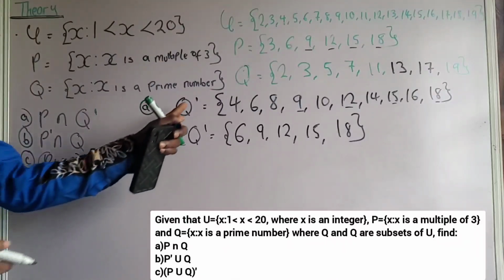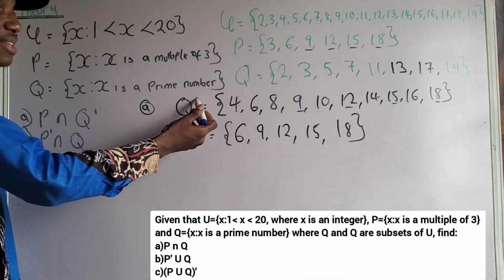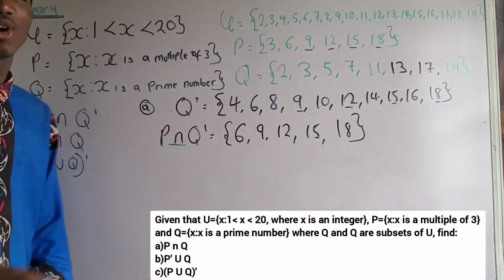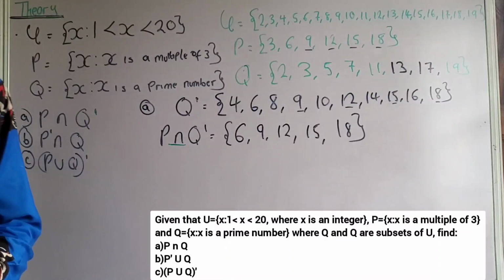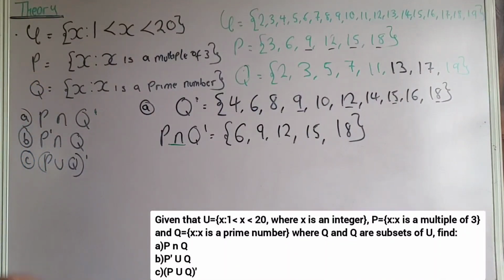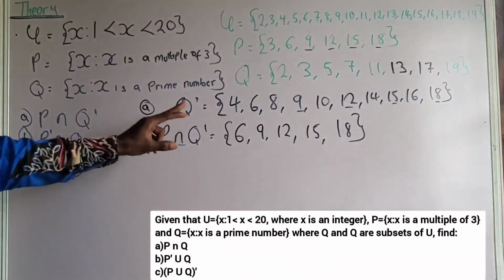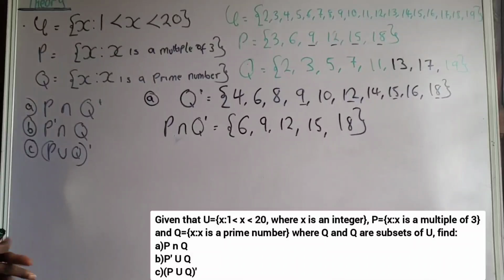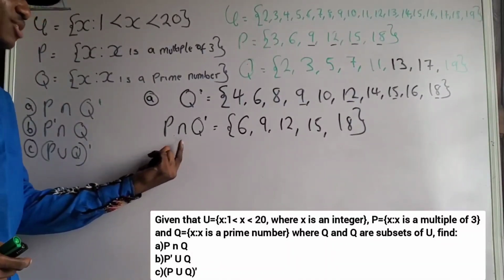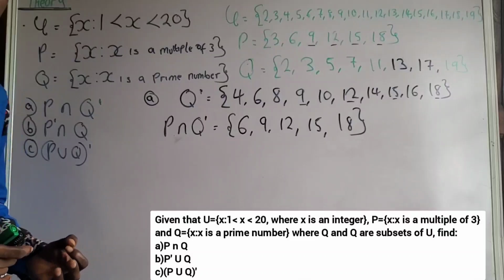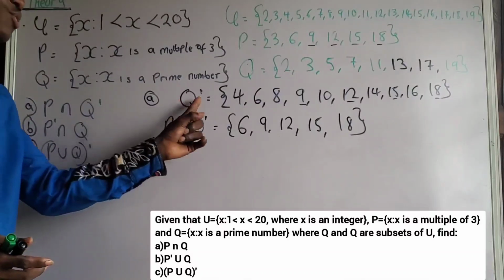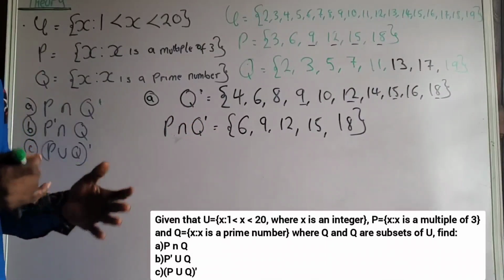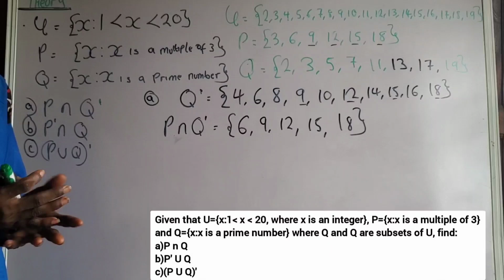Just know that anytime you have an apostrophe or this kind of sign on top of any set, all you have to do is look for the elements that are present in the universal set that are not present in the set that I'm looking for. You see, we cannot find P intersection Q prime without looking for Q prime. So that is why I first look for Q prime. This sign that I call prime is also known as complement. But whether complement or prime, it means the same thing.